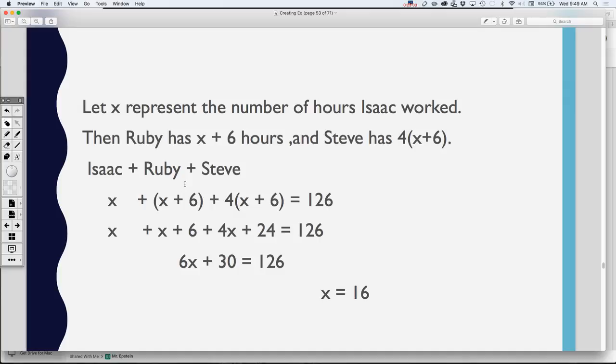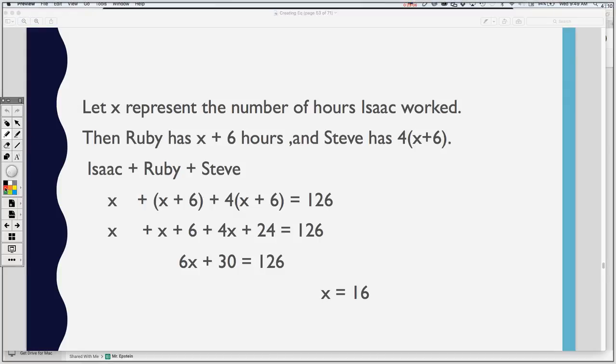So they said that Ruby has x plus 6 hours, right? And basically, you already knew that was Isaac plus Ruby plus Steve, and they plug in Ruby for each one. So they use x instead. So they have it all in terms of Isaac. So 4 times, yeah, and then 4 times that. Oh, there's the problem. Good.